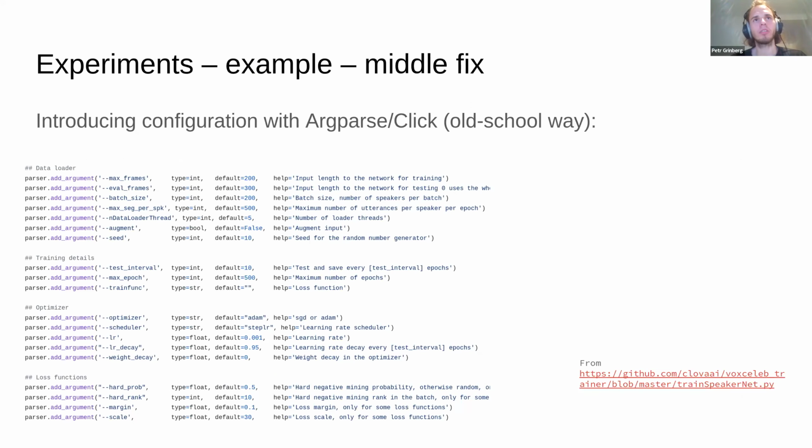So one way to handle it is to include configuration via argparse or click, which is an old school way. This example is taken from an implementation of a famous paper for voice biometry. Basically, how it works, you import argparse, and you create a parser where you add an argument with the name, with the type like integer or float, with the default value, and with some explanation for you to remember what it means.